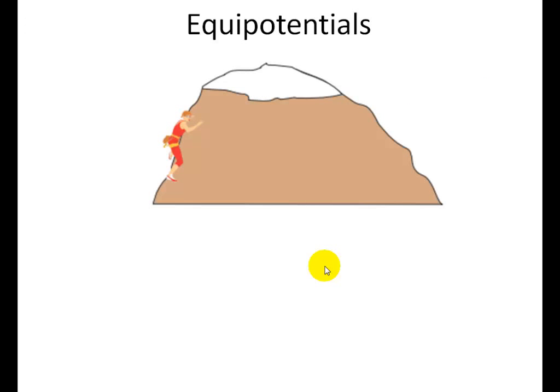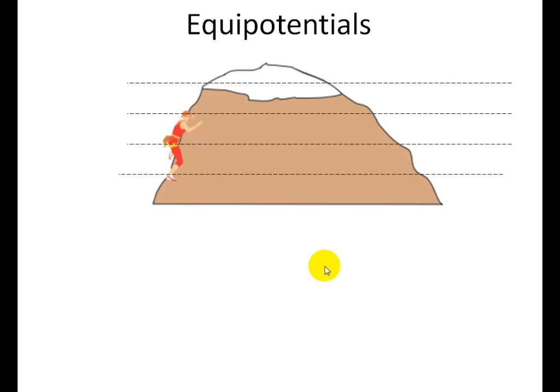If we look at lines of equipotential, we can draw these lines here. A climber is going up a small mountain with the snow on the top. What we can do is draw these lines of equal potential in the same way that you draw lines of equal height in a contour map. And this is what we're going to do. So we look at these lines.